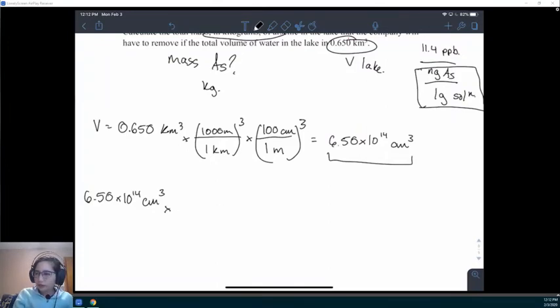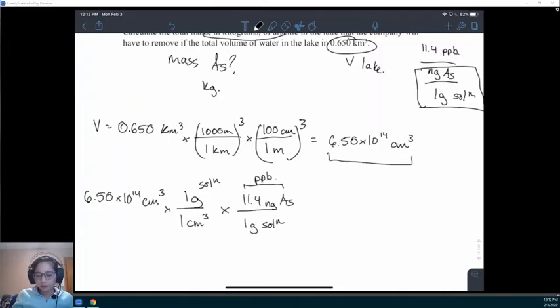So if we use the density given on that first part of the question, for every 1 centimeter cubed, you have 1 gram of solution of our lake water. Great, now we can use ppb. So 1 gram of our solution is equal to 11.4 nanograms of arsenic. So this is our ppb. All right, the question asks what's the total mass in kilograms. But right now, if you see how our units cancel, we're in nanograms of arsenic. So let's convert that to kilograms.